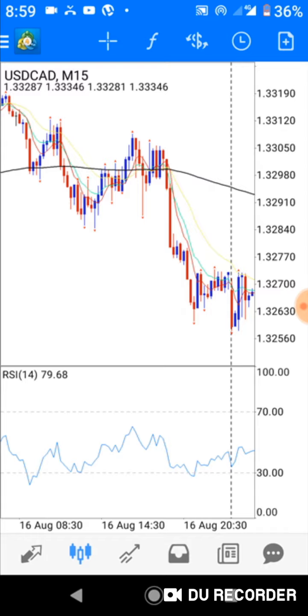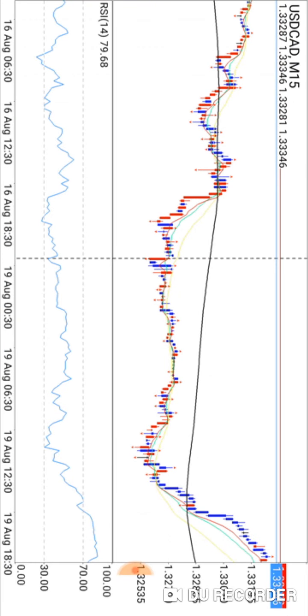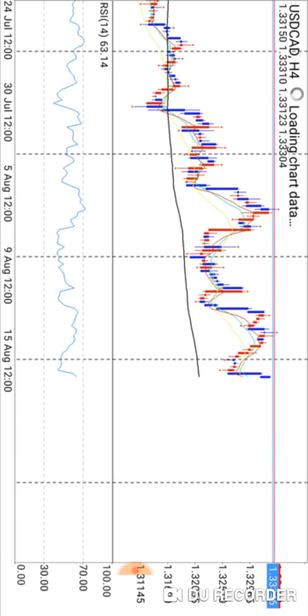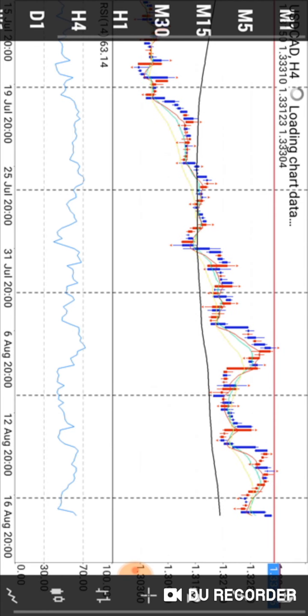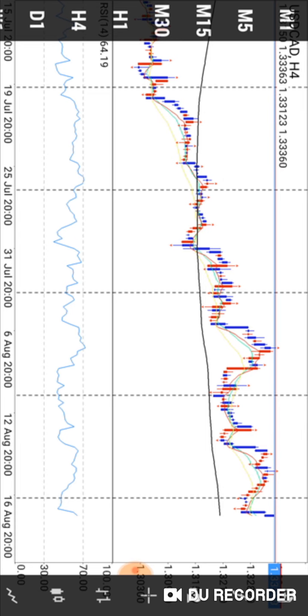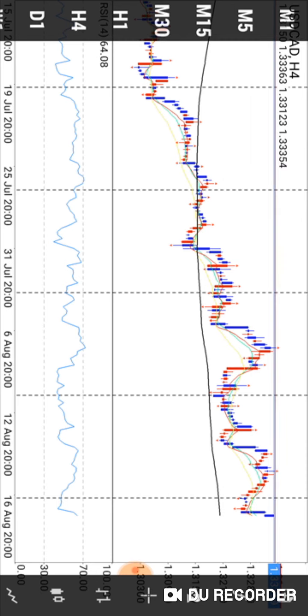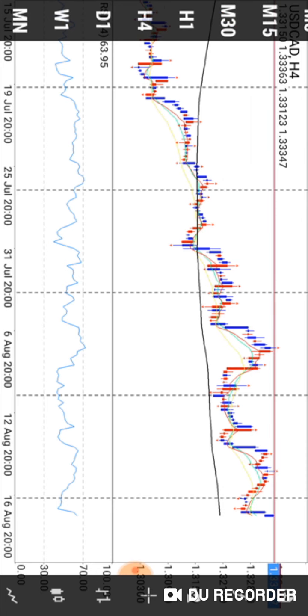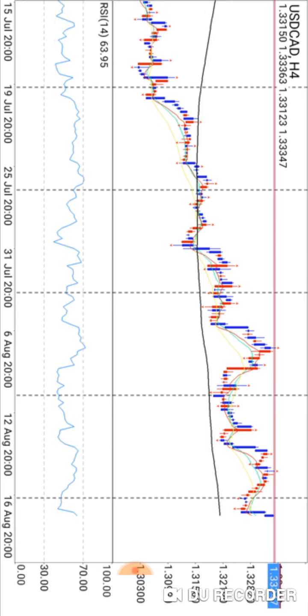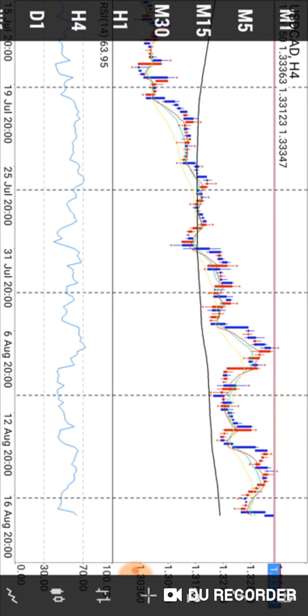You can rotate your screen so that you have a wider view. What you are going to do now is click on the screen and change it to 4 hours. On the left-hand side you will see M1, which means 1 minute, M5 5 minutes, M15 15 minutes, 30 minutes, 1 hour, 4 hours, daily, weekly, and monthly. I wanted to point this out on the screen, but it was not possible.